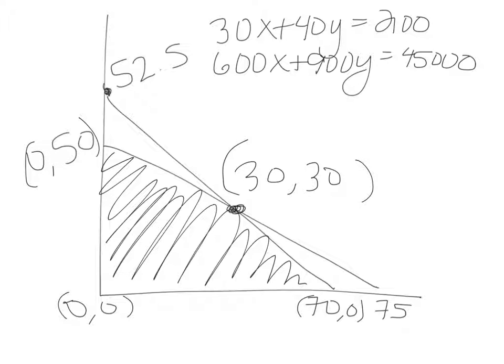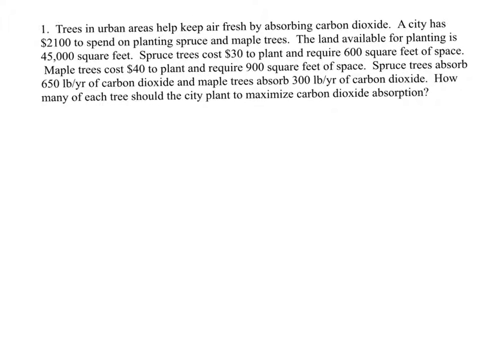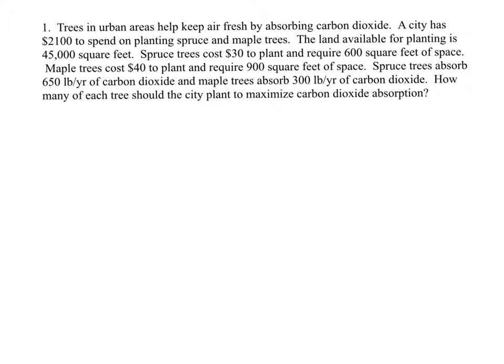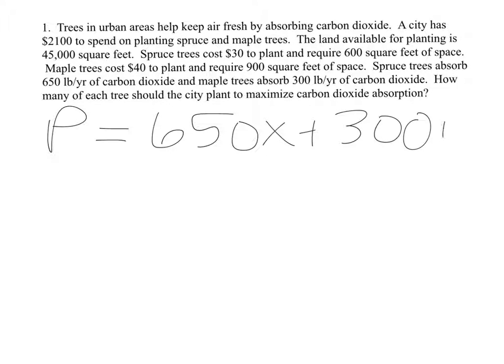So now that we've got all of that, I'm going to make a new slide here, and bring this back up so that you guys can see this, and plug this in. You can see we haven't done anything yet with all this business. So we've got 650 pounds per year of carbon dioxide for spruce trees and 300 per year for maple trees. What that tells me is that my objective function is going to look like this: P equals 650x plus 300y.